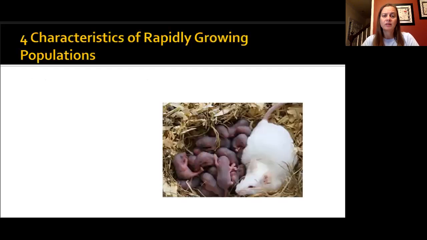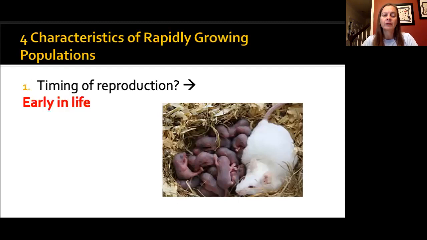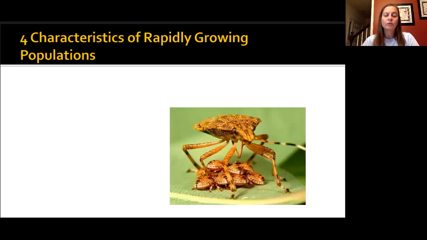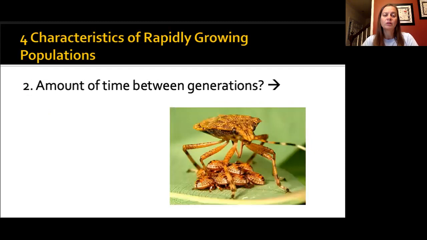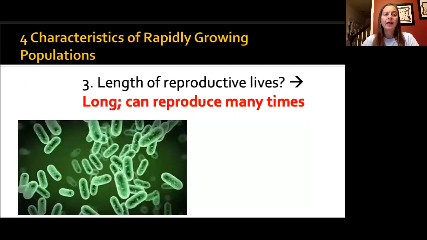So what are some characteristics of rapidly growing populations? Well, they reproduce early in life. For example, here we have a rat, which reproduces early in life. We also have a short amount of time between generations. Insects are a great example of rapidly growing populations. And then they have long reproductive lives. So they reproduce early, they reproduce often. We have a short generation time, and then they can reproduce many times in that lifespan.